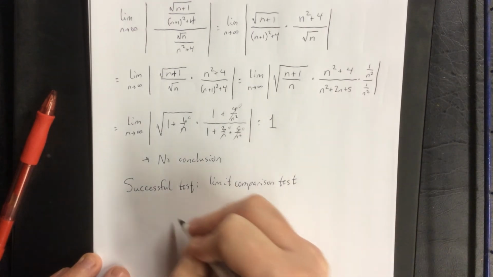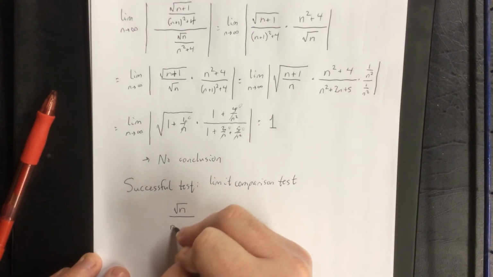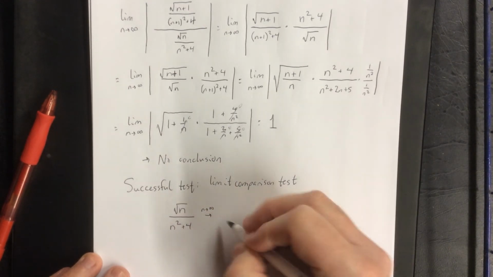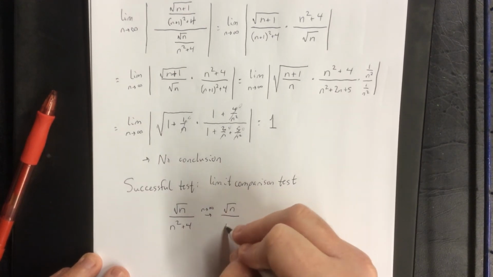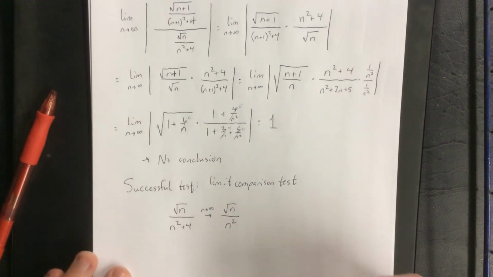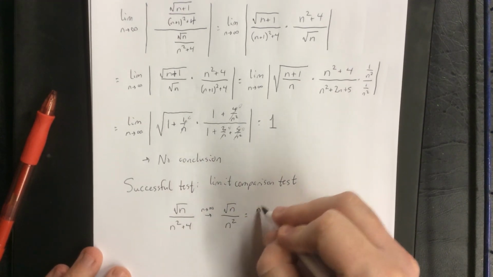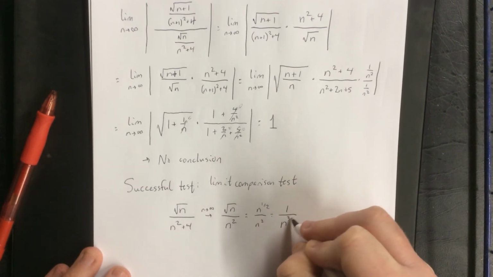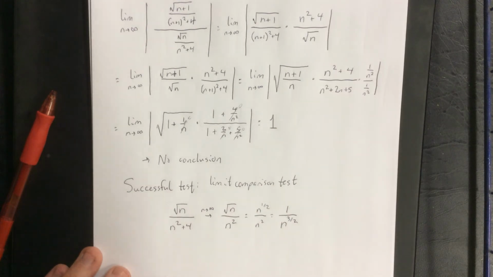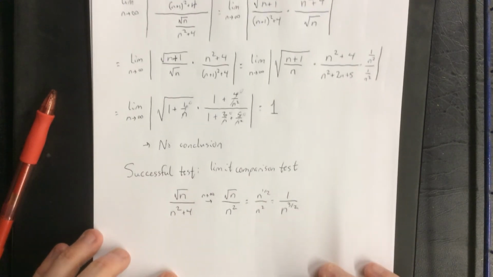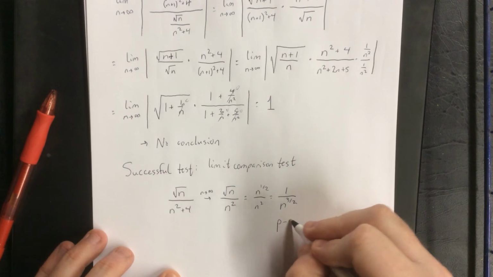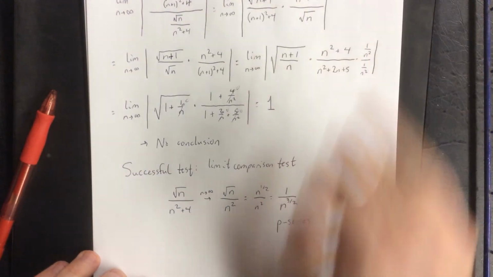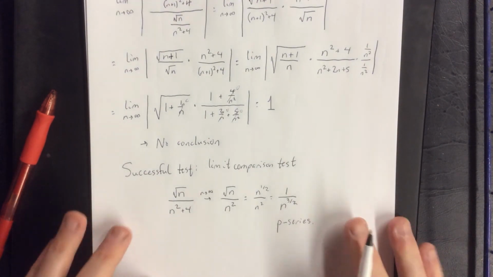When we think about what happens to this sequence when n gets really, really big, that plus 4 doesn't really have an influence anymore. You wind up essentially with the square root of n over n squared, which would be equal to n to the 1/2 power divided by n squared, which is the same as saying 1 over n to the 3/2 power. Now because of that, I would say limit compare to this p-series, and this p-series, for the record, is convergent. Do try that out. It'll be a good one.